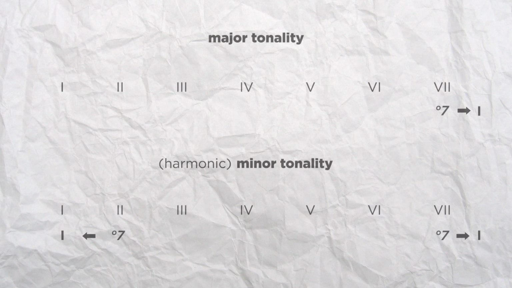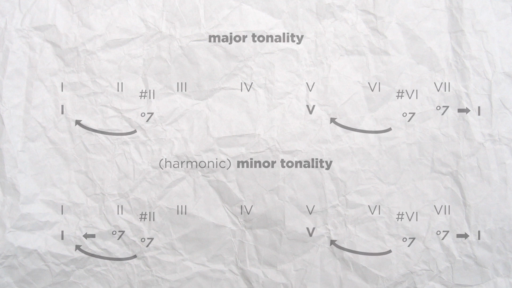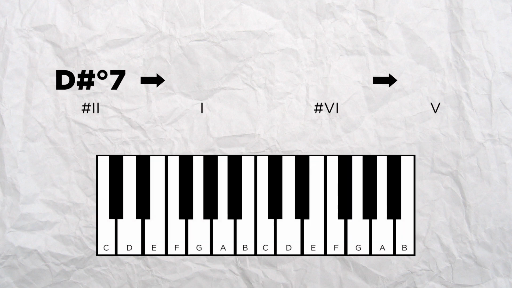A diminished seventh chord can also be used on either a raised second degree to resolve on a degree 1 or on a raised sixth degree to resolve on a degree 5. In C major, that would be a D sharp diminished seventh chord resolving to a C major and an A sharp diminished seventh resolving to a G major.